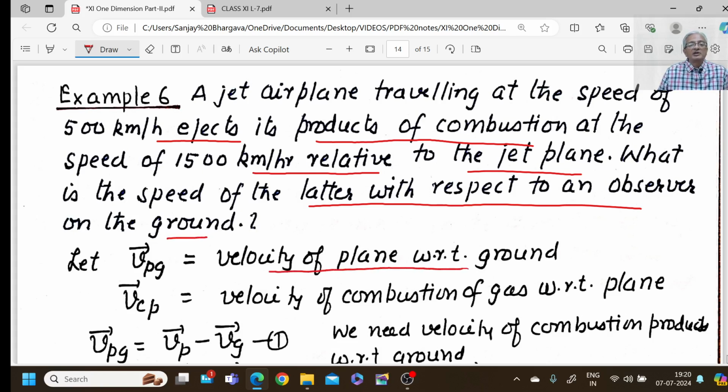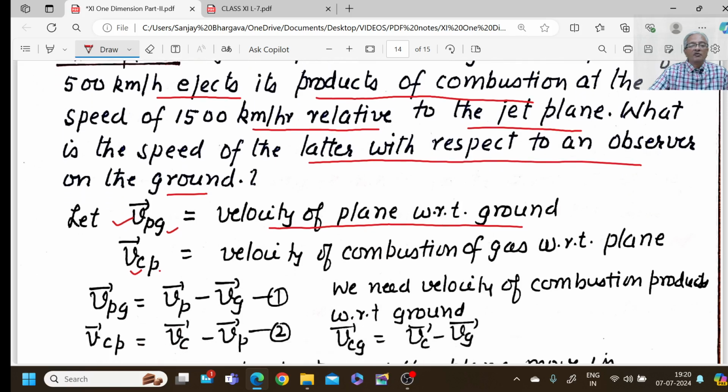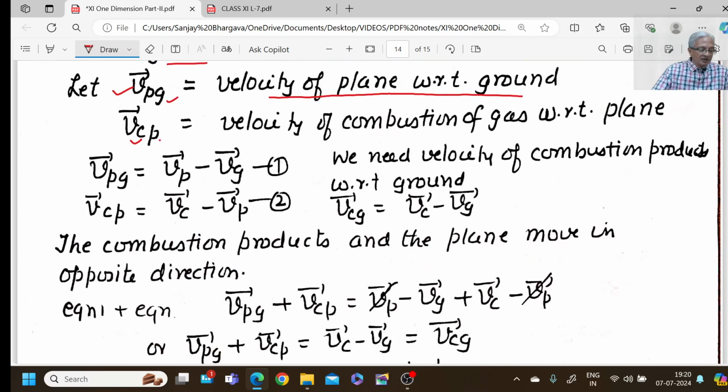Velocity of the jet plane with respect to the ground, we call it the velocity of the plane with respect to ground. Then the velocity of the combustion products with respect to the plane. So we can write the relative velocities: VPG would be VP minus VG, and VCP would be VC minus VP.